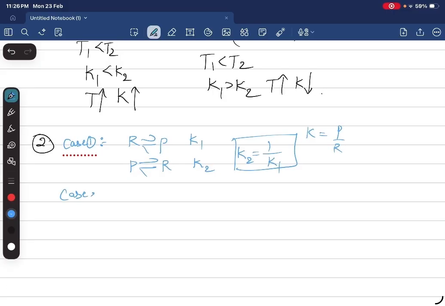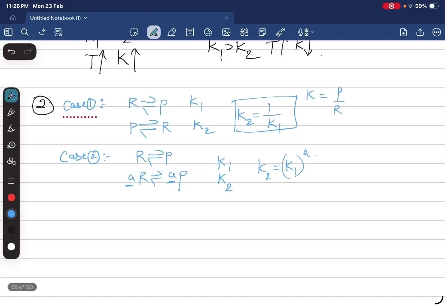Case 2: R is converted into P, and aR is converted into aP. Suppose you change the stoichiometric ratio or stoichiometry, then K2 equals K1 whole power a. Whatever value we took, that will be the power.